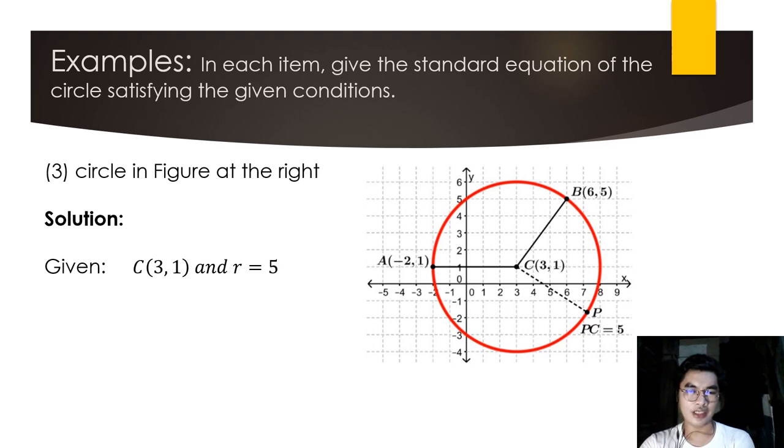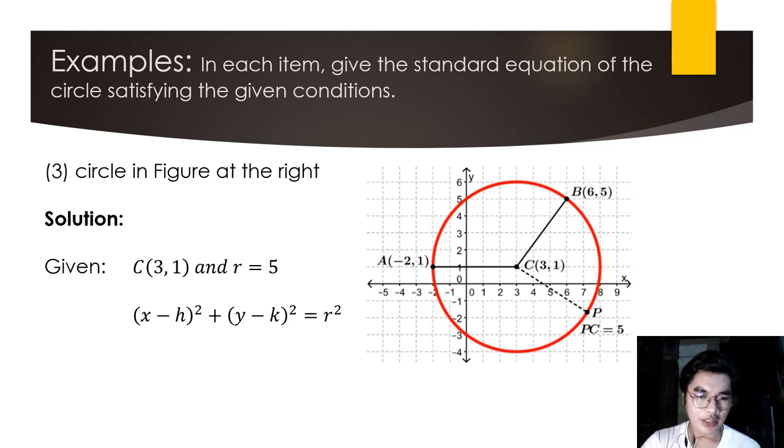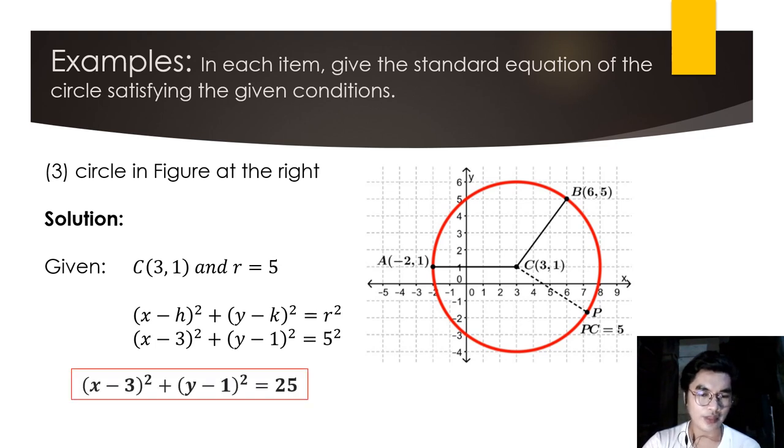So substitute all the given. Since our center does not lie on (0, 0), we're about to use this formula: the square of x minus h plus the square of y minus k is equal to r squared, where h is equal to 3, k is equal to 1, and r is equal to 5. So let us substitute all the given. So we have (x minus 3) squared plus (y minus 1) squared is equal to 5 squared. So 5 squared is equal to 25, and then we have the final answer: (x minus 3) squared plus (y minus 1) squared is equal to 25. So meaning to say, this represents the standard equation of this circle.